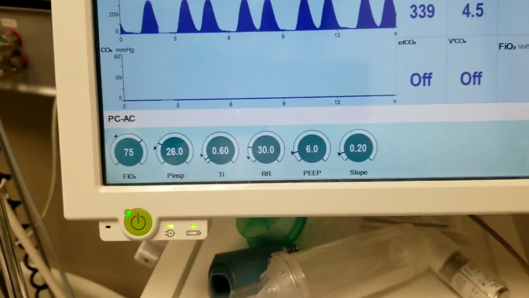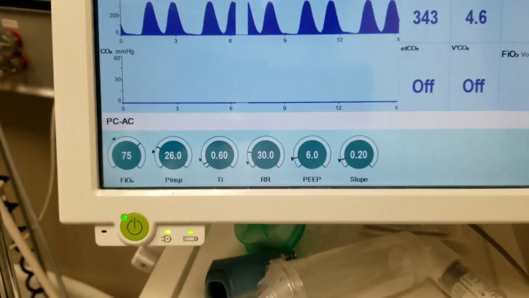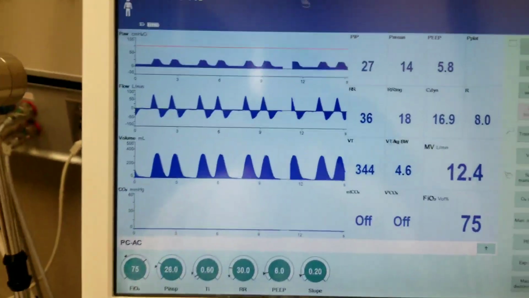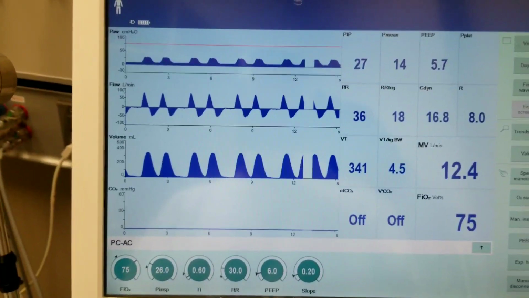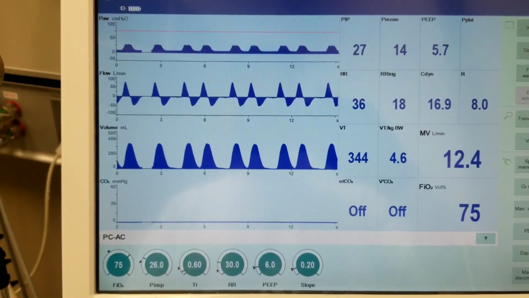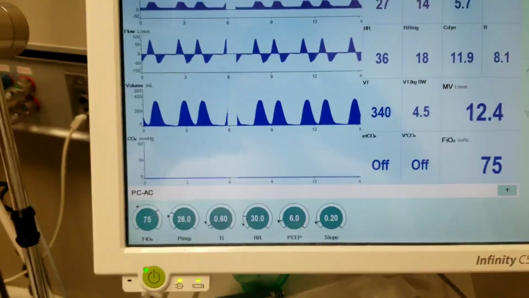Right now, the PEEP trial is already in progress. We're going to give it a good minute or so, and then we're going to go up by 2. It's important when you do it to do it in ACPC and to keep a similar drive pressure.